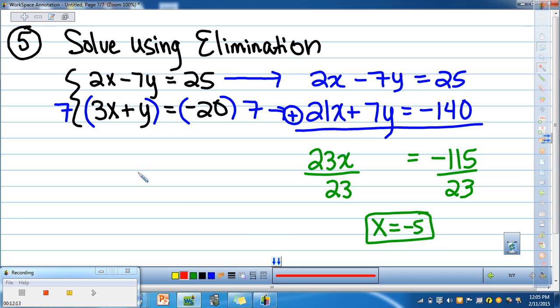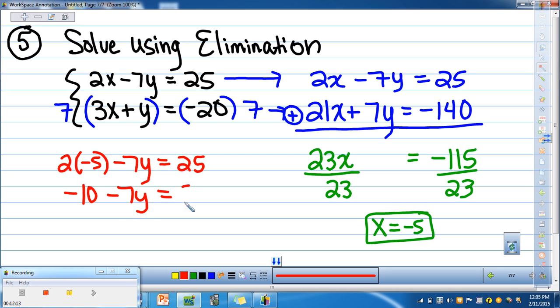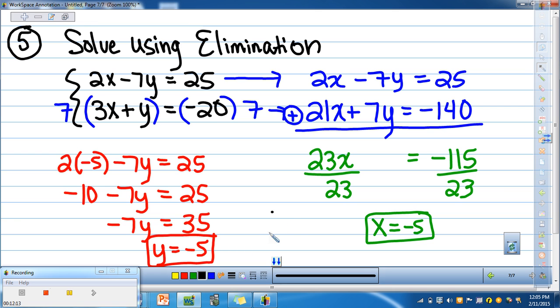Again, we're going to take that x value and plug it back into either one of the original equations to get the y value. I chose the first equation, but if you plugged it into the second one, you should still get the same answer. And look, we happen to get that y is also negative 5. Final answer as an ordered pair, negative 5, negative 5.